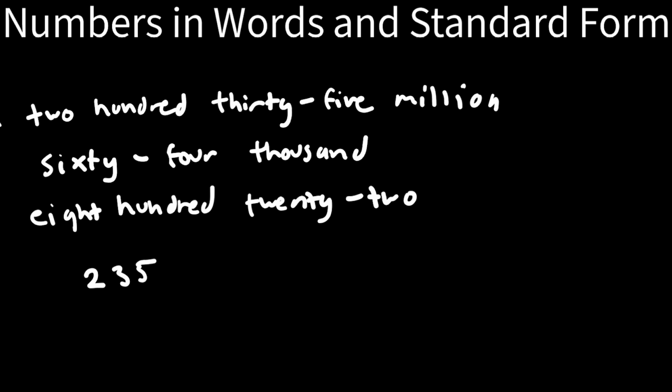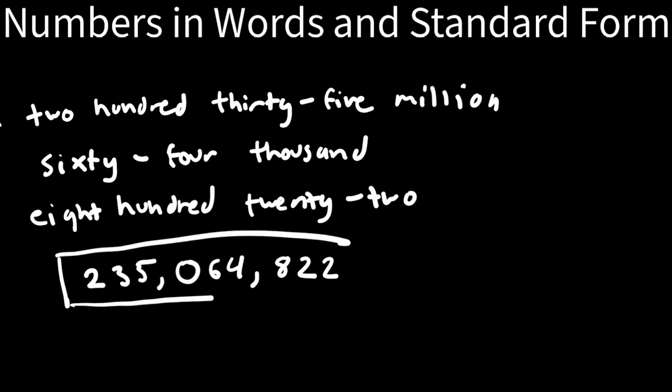So let's just do 235 million. Okay, well, since it's million, then there must be a comma afterwards. 64,000. Well, 64,000, I don't see any 100,000s, so 100,000s would be 0. And then we have 64,000, so comma again. 1,000 and million are both indications that commas go afterwards. And then 822. So this would be the number in standard form.